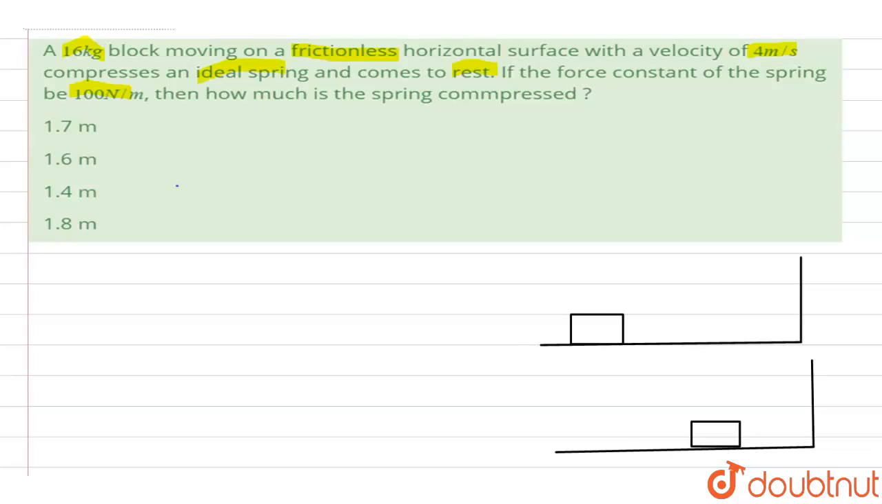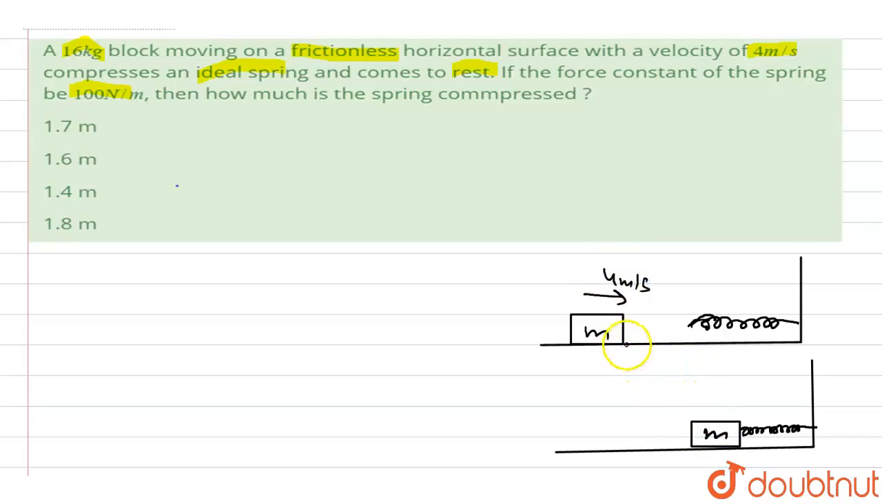Initially we can draw a spring over here, and now this spring is compressed. Mass is m, and it is moving with 4 meter per second. This is given in the question.